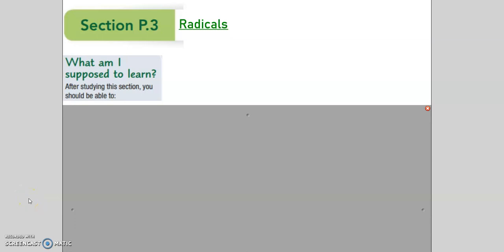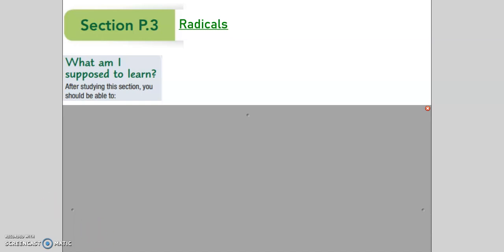Hello everyone, so this is the next section that we're going to look at in the prerequisites chapter in our textbook. If you notice, I skipped P2, so we're going to jump right into P3, which is radicals. Okay, and this is again going to be a good review before we dive into more Algebra 3 trig that expects us to know all of this stuff.